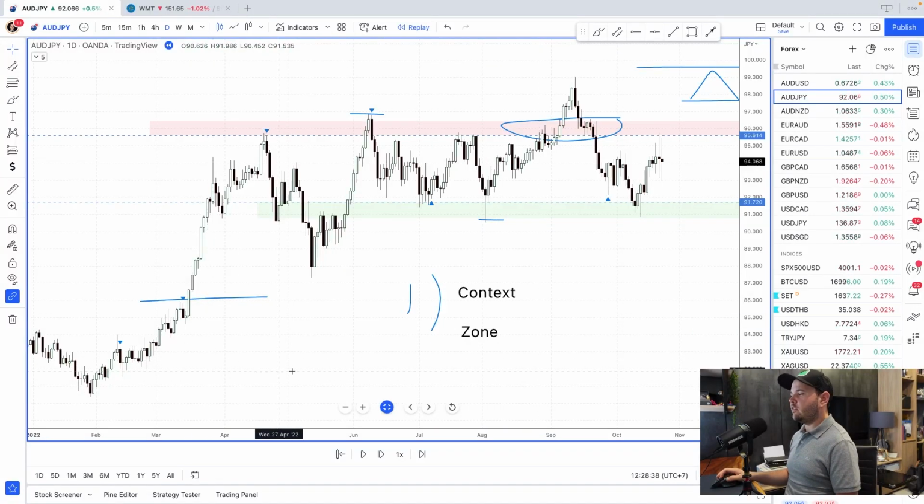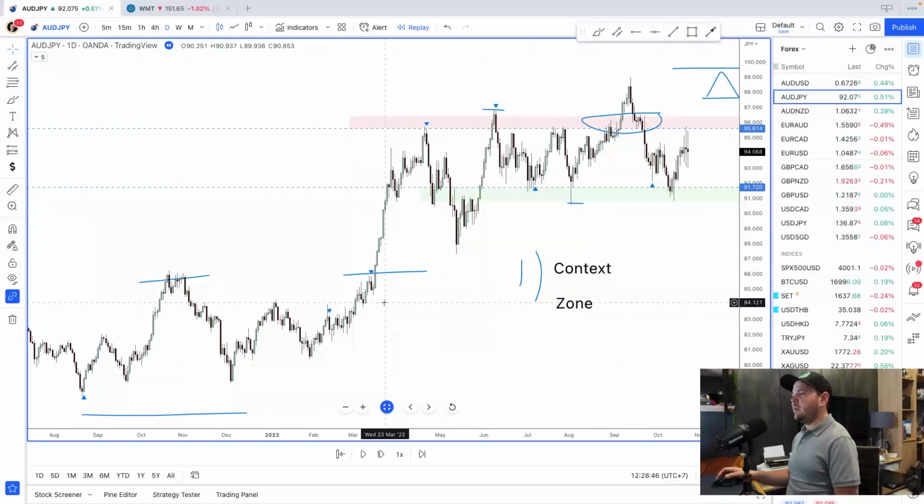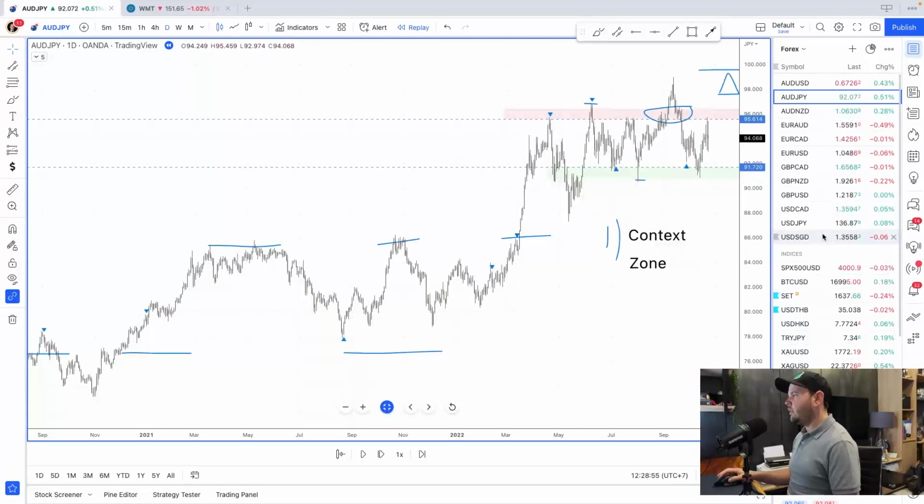Now, context is quite simple to understand once you understand it, but most people are not using it the right way. These zones should only be applied whenever we have a sideways market. When you have a trending condition, these zones don't work at all. You can just forget them. It's pointless to use these in a trending market. And let me show you why.